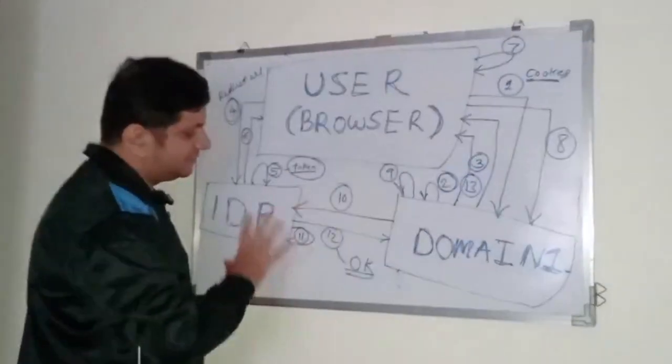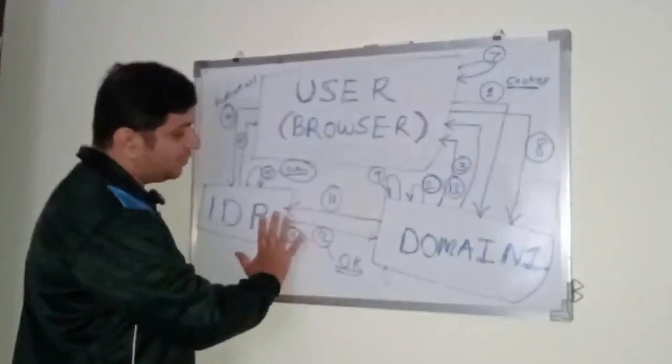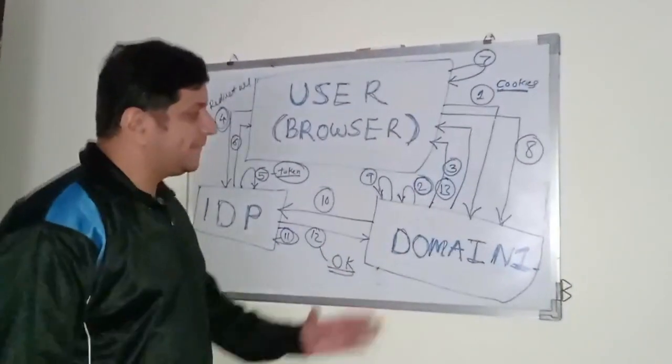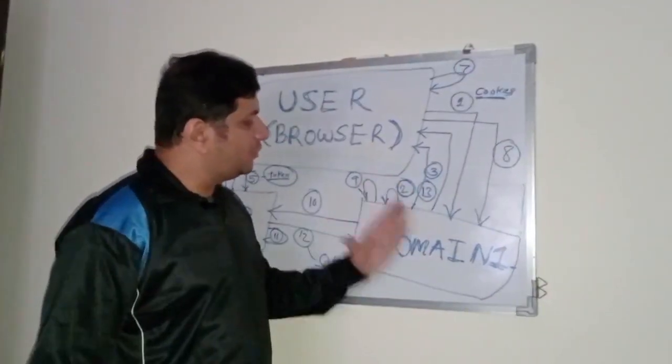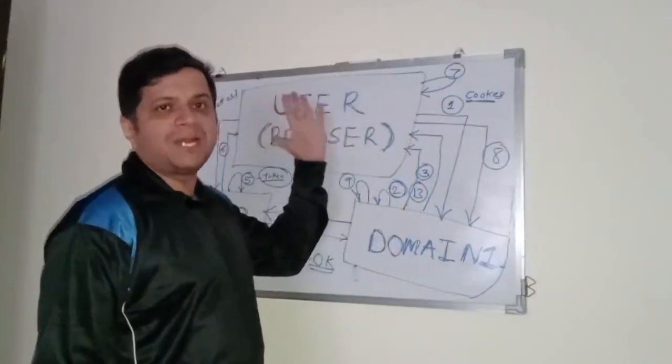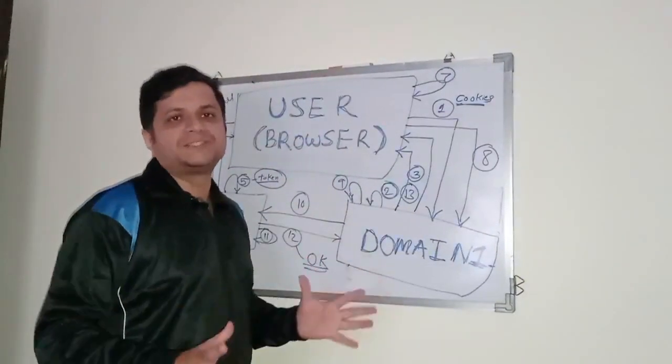IDP validates, and the validation is successful. So in step number 11, IDP says okay in step number 12. Now domain 1 knows that this is a legitimate user. So domain 1 responds back to the browser with the appropriate page. So this is how it works.